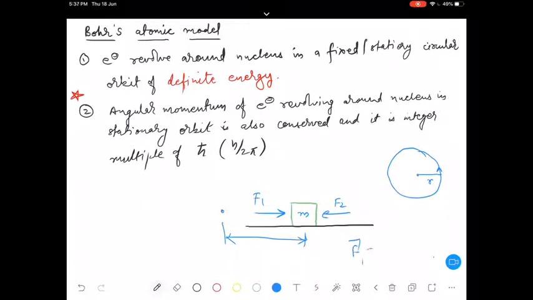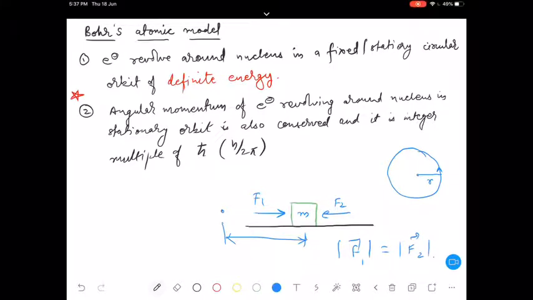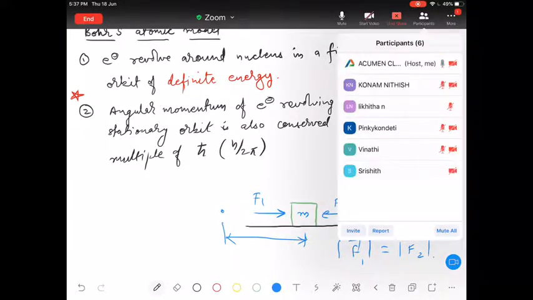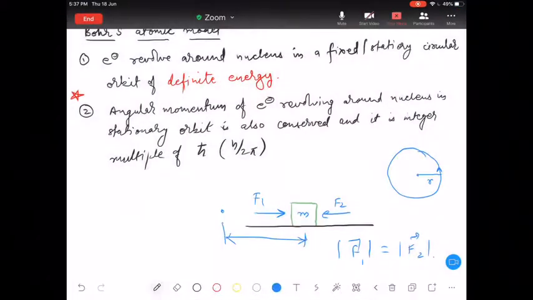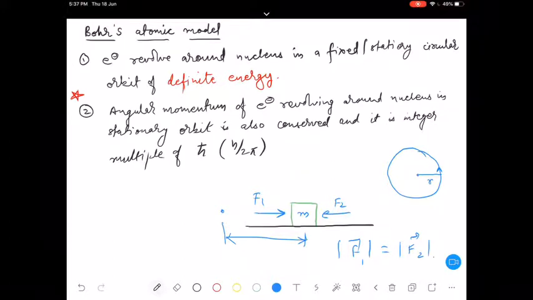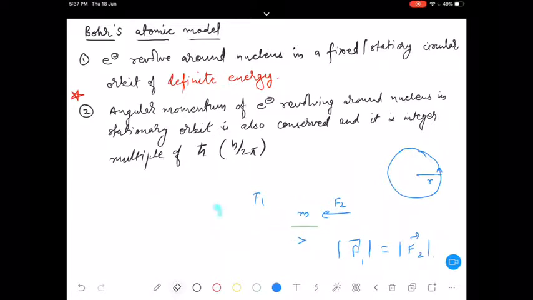When magnitude of F1 is equal to magnitude of F2. Say yes or no. Any confusion, any doubt? Is that correct? Correct only. So here I'll clean this one.